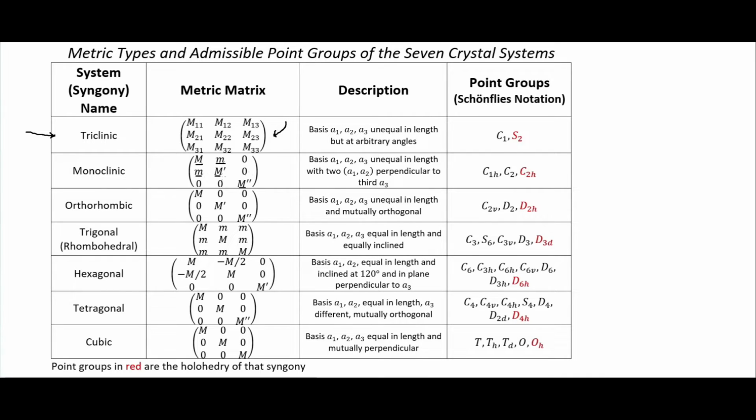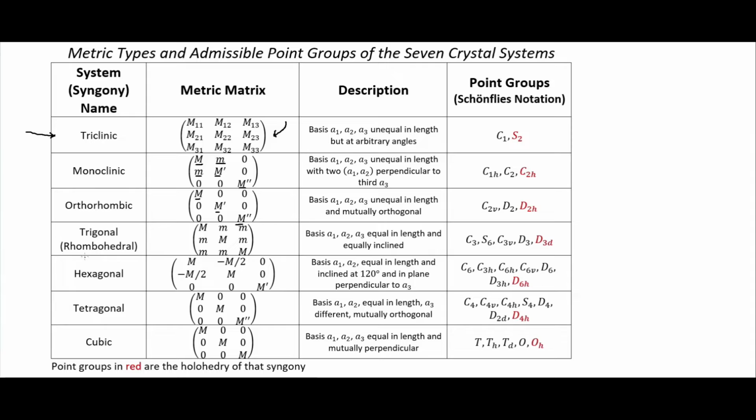Then the orthorhombic, so the A1, A2, A3 are unequal in length and they're mutually orthogonal. So we have M, M prime, and M double prime, and then all the off diagonals are 0. And so the bases are different lengths, and the zeros in the off diagonals tell us that they're mutually orthogonal. They are independent of each other. That's kind of what those zeros in the off diagonals mean, is that they're sort of independent of each other.